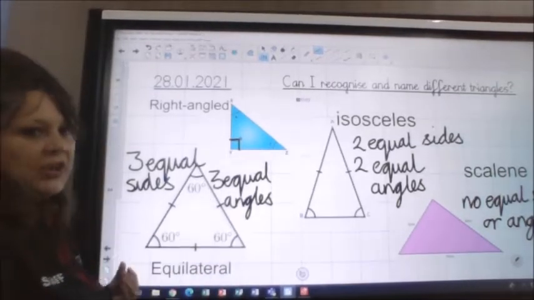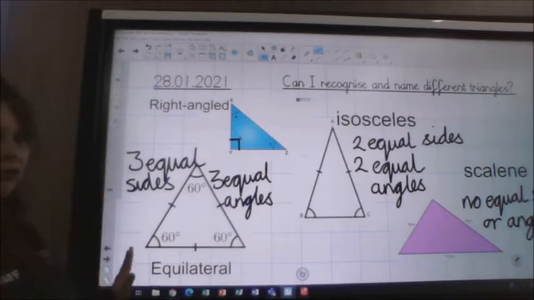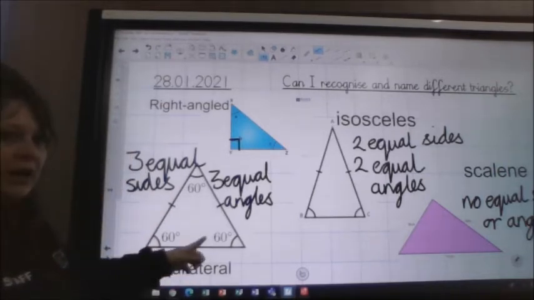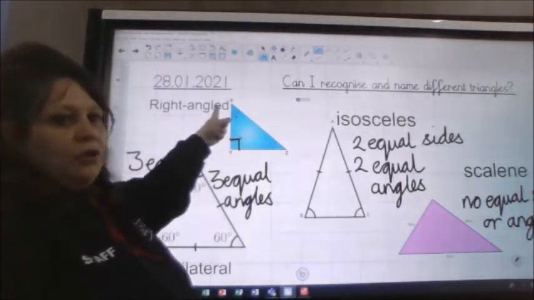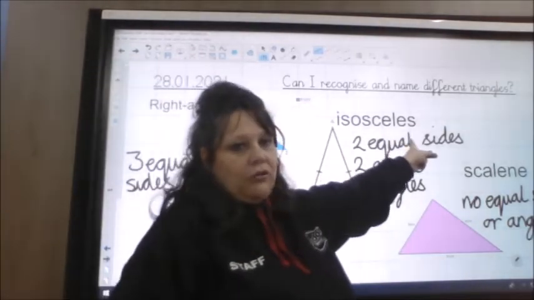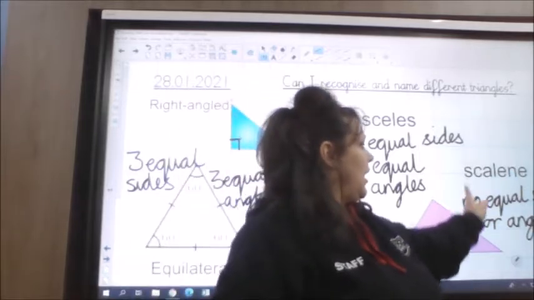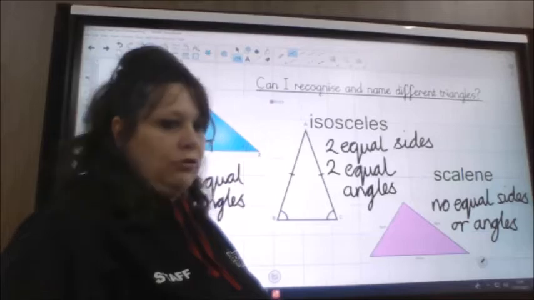Always keep pausing your video, coming back to help you to remember. So equilateral triangle, 3 equal sides, 3 equal angles. And the interior angles of a triangle add up to 180. Okay, right angle triangle has a right angle in it. We've got the square corner there. Isosceles, 2 equal sides, 2 equal angles. And finally, a scalene, no equal sides, no equal angles.